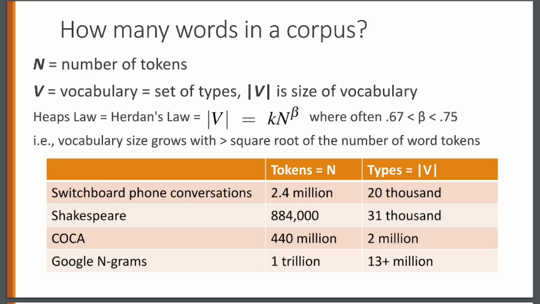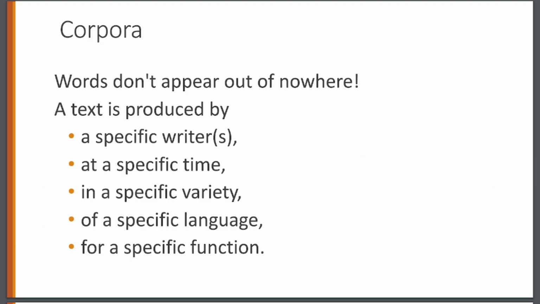And this is an exponential relationship. So for n words, we expect to see kn to the power of beta unique words. So the size of vocabulary is given by kn to the power of beta, where k and beta are just some constants that are going to be different for every corpus, which is kind of a bummer, which is kind of a pain in the butt.